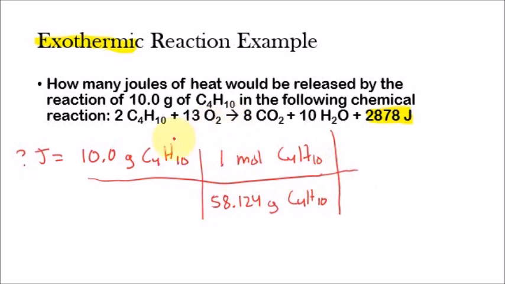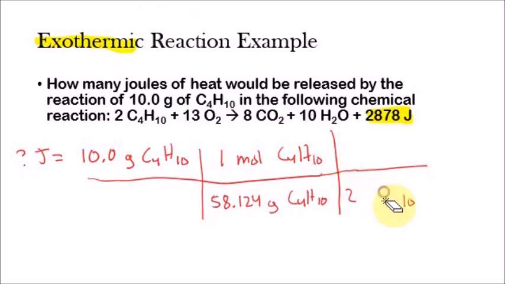Alright, from here, based on the reaction here, what it tells us is that for every 2 moles of C4H10 that reacts, 2,878 joules of energy is going to be released. Okay, so we can use that as a conversion factor. So that's basically the extra thing you're learning here.